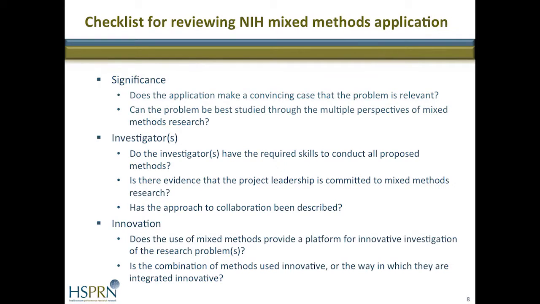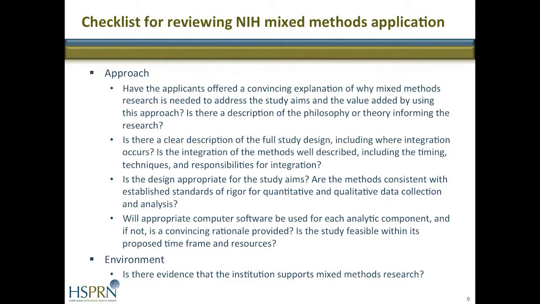Here is the checklist for reviewing mixed methods application. It consists of several categories, including significance, investigators, innovation, approach, and environment. Each category consists of several specific questions.